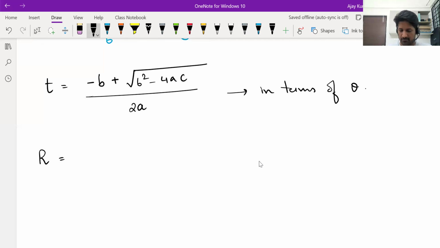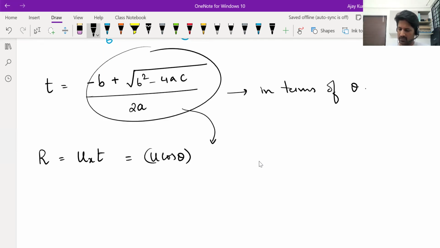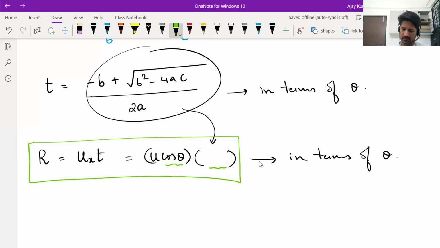Now you have to write the expression for range. Range is horizontal velocity into time. Horizontally, there's no acceleration. So it's just horizontal velocity into time. Horizontal velocity was u cos theta, and time, this value, you'll have to substitute here. And then this whole thing will again be in terms of theta. Obviously, the x component of velocity has theta term in it, and the time of flight, time taken for the object to land on the ground, will also be in terms of theta. So we have range in terms of theta. Now what was our aim? Our aim was to maximize the range.